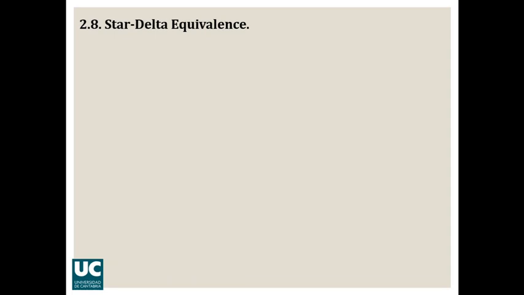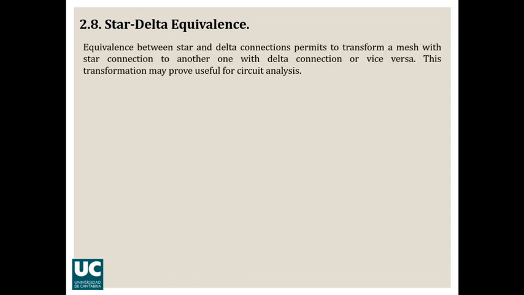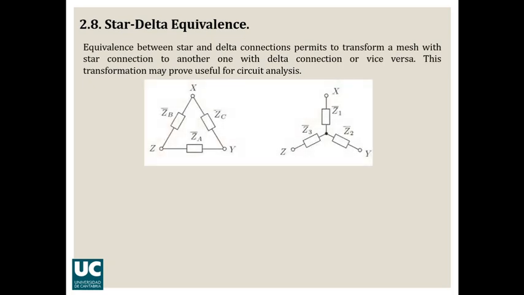Hi everyone! In this video we are going to continue from section 2.8, which is the star-delta equivalence. There could be some circuits in which some loads are connected in delta, while others are connected in star. In that situation, it is sometimes useful to express all the impedances as if they were all connected in delta or in star.